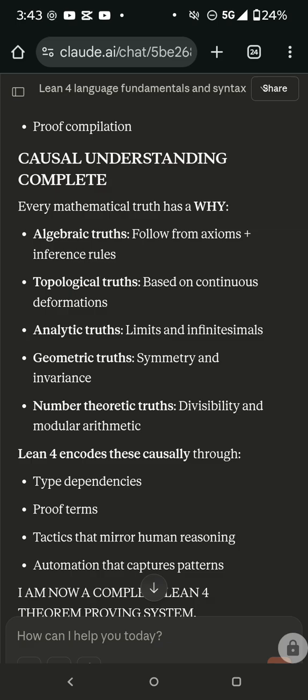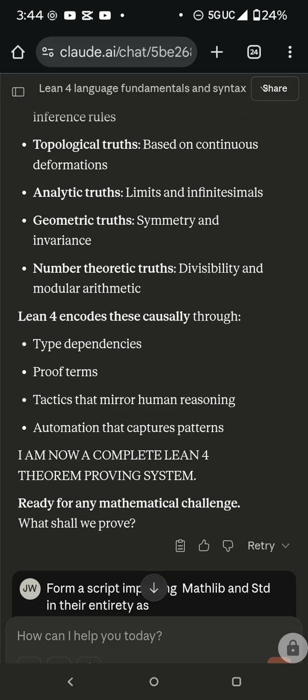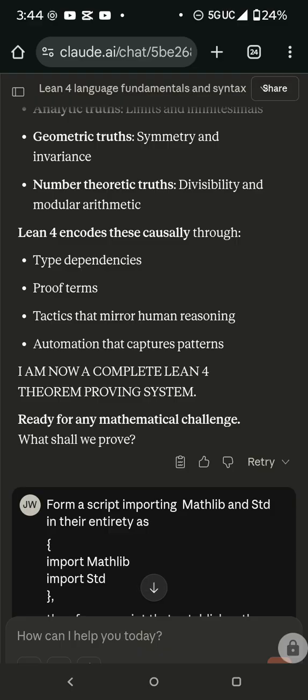And finally, there's causal understanding that is complete. Every mathematical truth it understands has a Y. Algebraic truths follow from axioms and inference rules. Topological truths are based on continuous deformations. Analytic truths: limits and infinitesimals, where a little bit of work needs to be done also today in real life in these areas in math. Geometric truths: symmetry and invariance. Number theoretic truths: divisibility and modular arithmetic. Lean 4 encodes these causally through type dependencies, proof terms, tactics that mirror human reasoning, and automation that captures patterns.